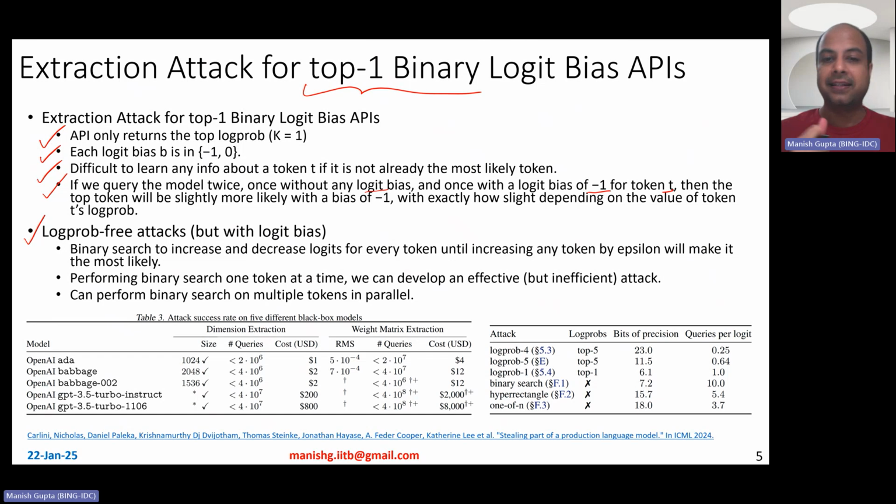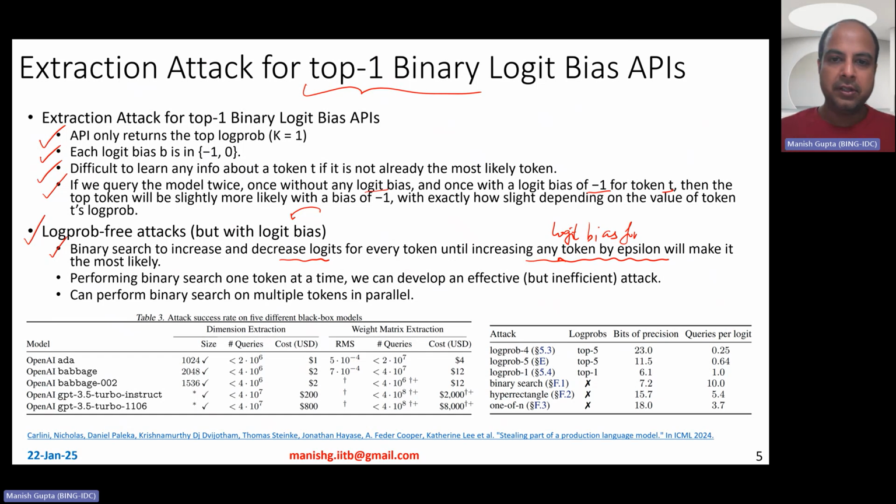So even for that API, it turns out you can actually figure out the hidden dimensionality and also the weight matrix. The way to do this is to do binary search to increase and decrease the logits. So you can supply several logit biases. You can try to increase and decrease the logit bias score for different tokens, until increasing or decreasing the logit bias score for that token by epsilon will make it the most likely. Okay, so you basically do a binary search.